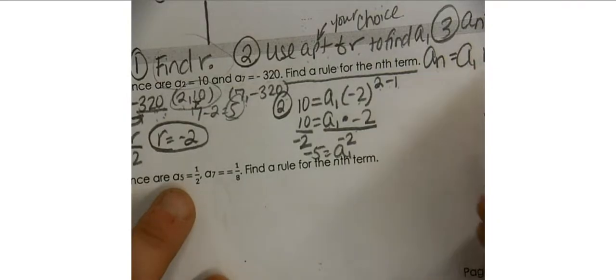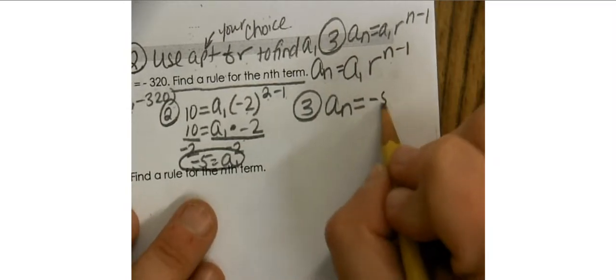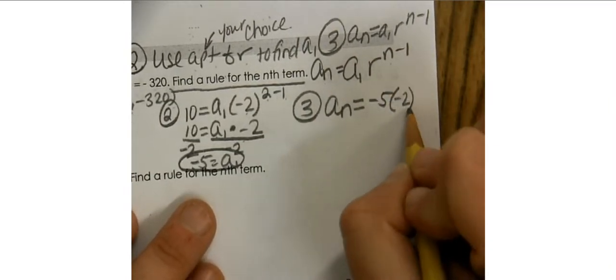Now that I know that a sub 1 is equal to -5, and this is my first term, I can now write my rule. And my rule is going to be a sub n is equal to -5 times -2 to the n minus 1 power. And that is my answer.